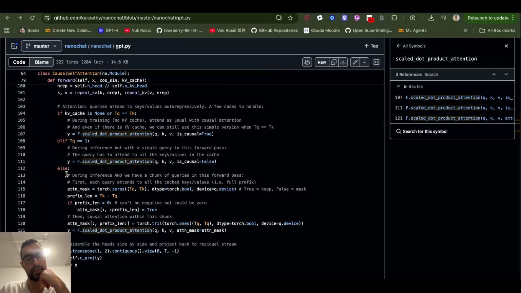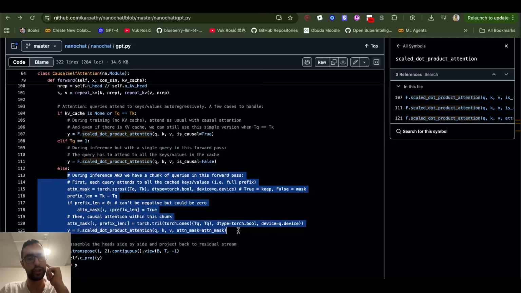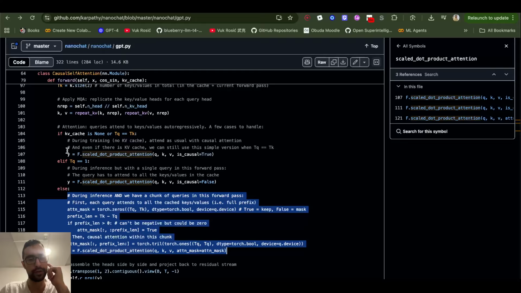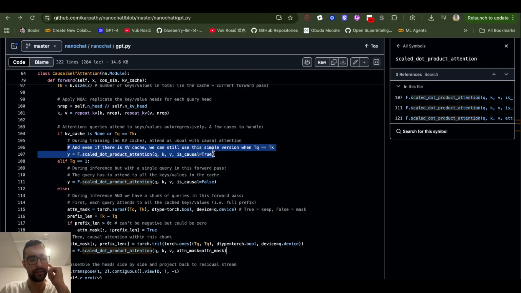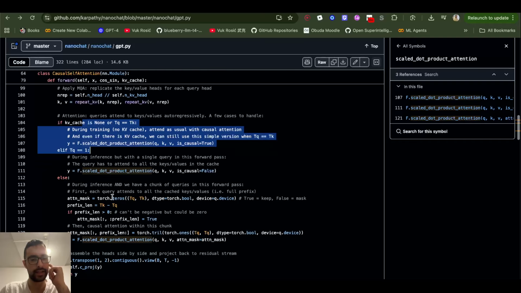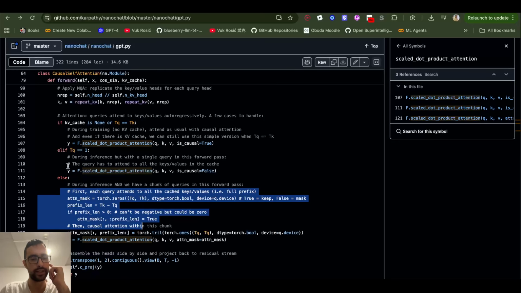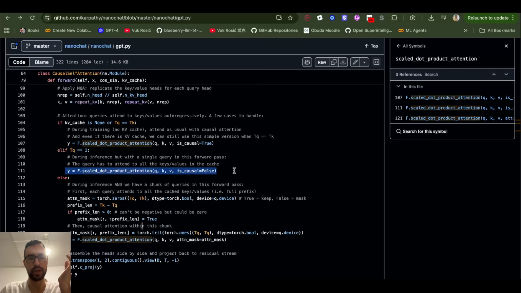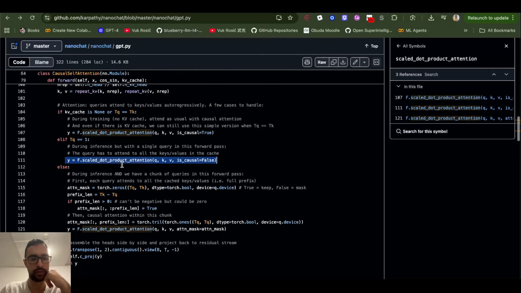So this is when the key value cache is used. Here it's created, or I mean, it doesn't exist. So this is if it doesn't exist. And this is if it's used. Now, what is this one? Maybe if there is just one token. So this is the second token. I'm not sure about this one.